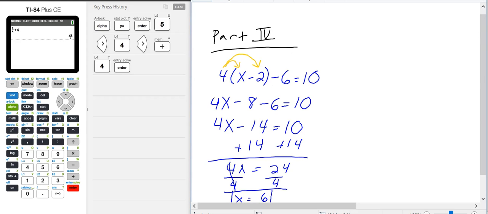Regardless of how you choose to solve the equation, either by moving the 6 to the right-hand side and then dividing by 4, or by distributing the 4 and then combining like terms, you will get the same answer.